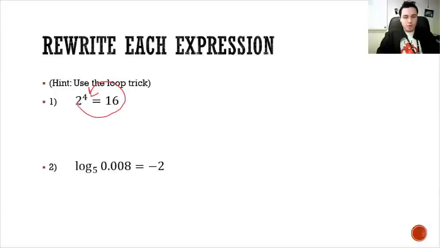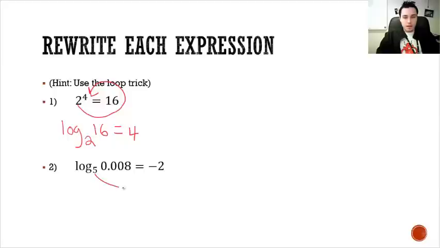And so here I'm going from exponential to log. So first thing I'm going to do is write log. The first thing I start with is the 2, so log base 2. And the second thing I come across is the 16. So log base 2 of 16 equals the 4. That's it.